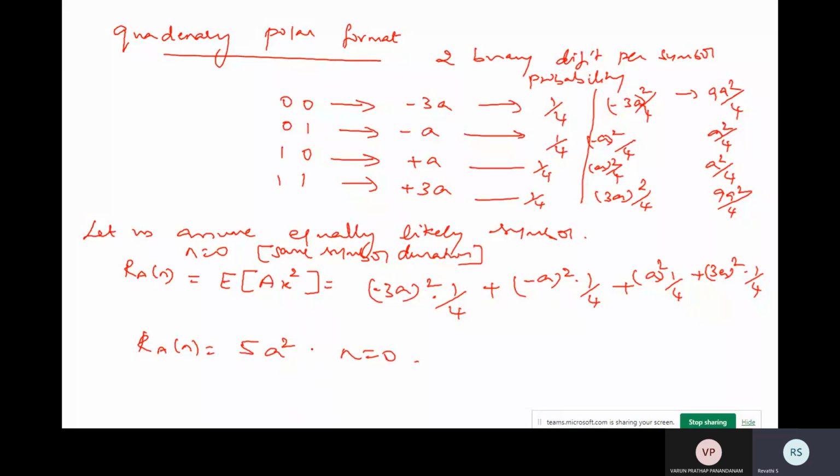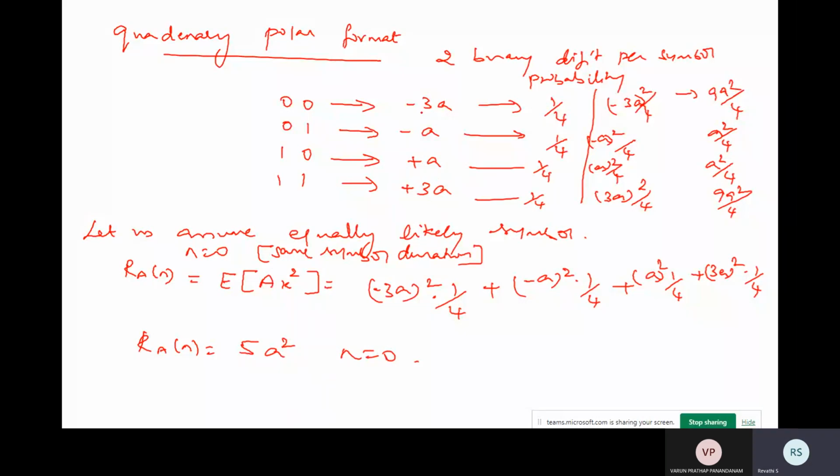Next, we need to try to understand when n is not equal to 0, what may happen. So when n is not equal to 0, we are concentrating on two different symbol durations. If it is the same symbol duration, we know there are exactly 4 combinations. But now we are trying to understand two different symbol durations. These two different symbol durations may be any combination, say the first duration and the last duration.